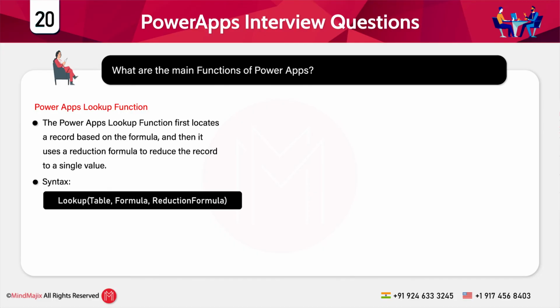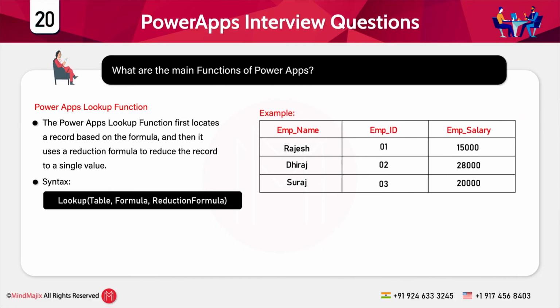Just to give you an example, like from the previous slide, we have this employee table over here, and we have these three employees with employee name, employee ID, and employee salary. Now we have to apply the LookUp function over here. What we have to do is find the salary of the employee whose employee ID is 03, or simply 3.